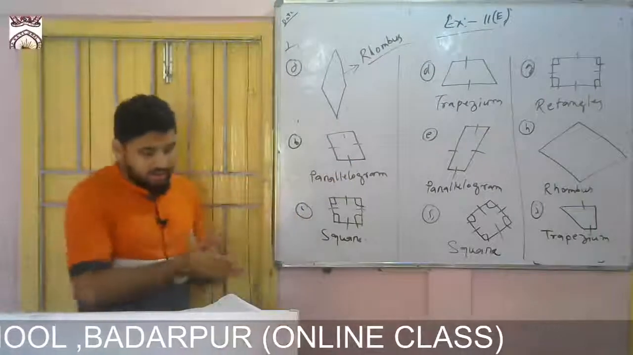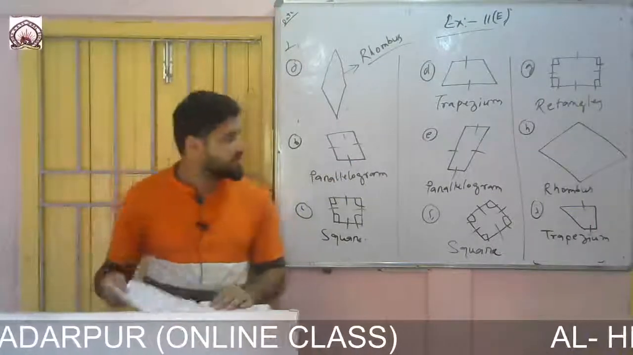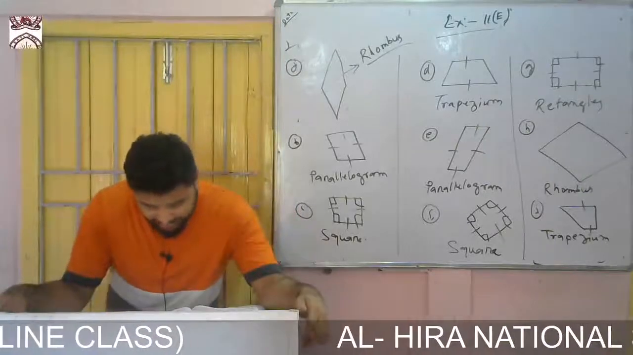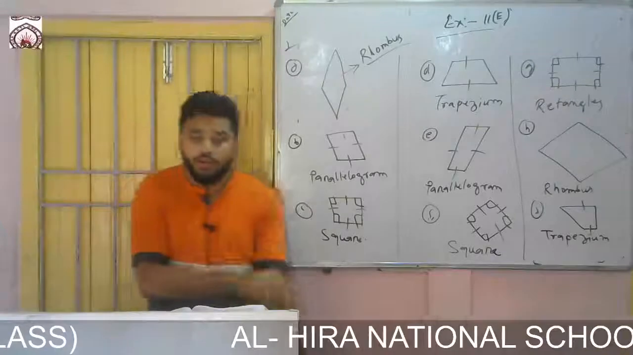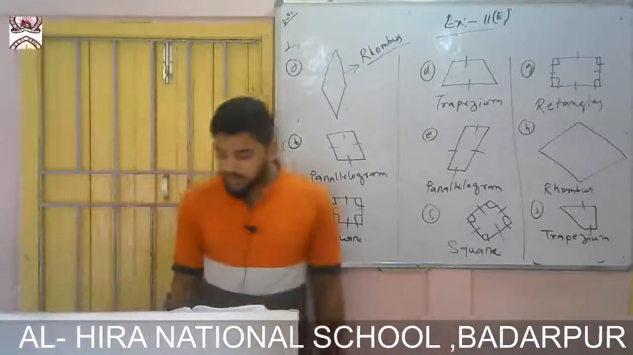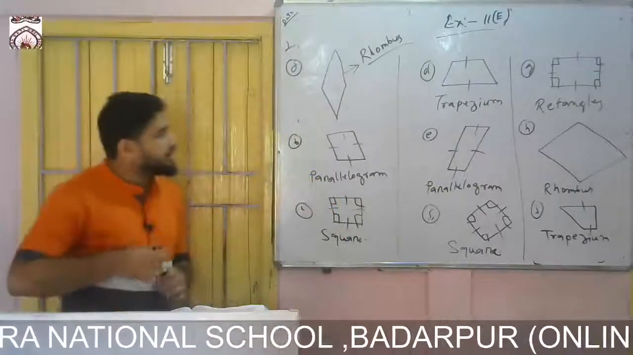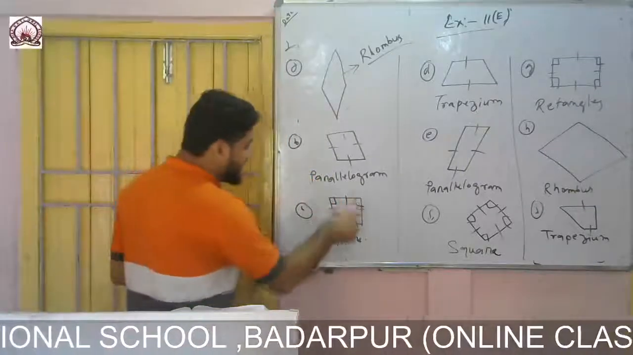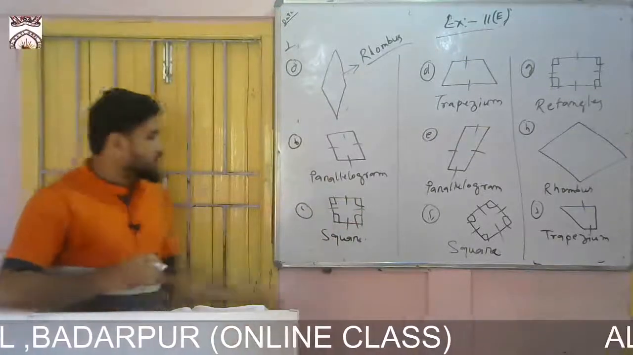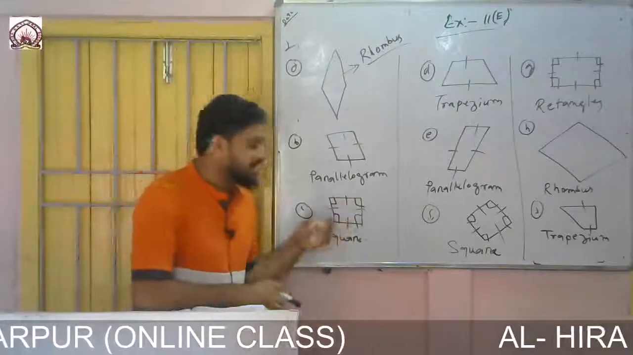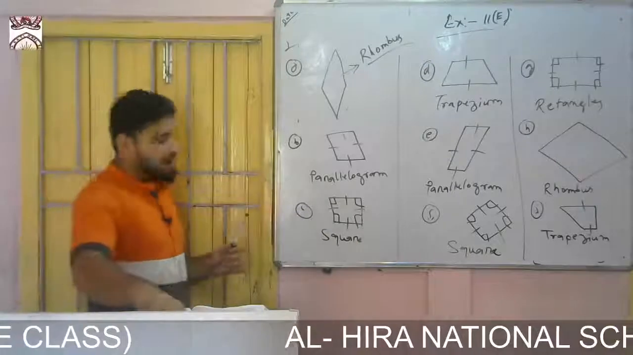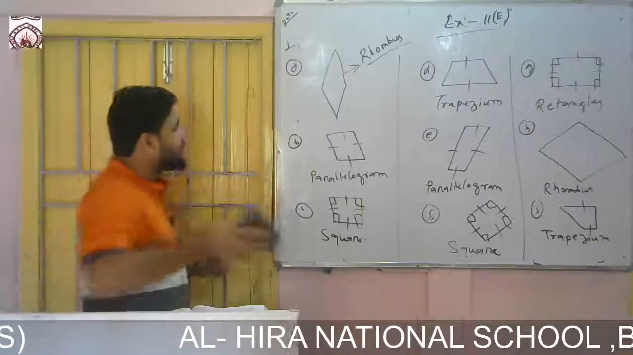Now come to question number 2. Fill in the blanks. A quadrilateral with all sides and all angles equal is a square. We know that one. Why? Because in a square all sides are equal. Why are all angles equal? Because each angle is 90 degrees. All the angles are equal. So it is a square. So question number 2, Roman 1, will be a square.